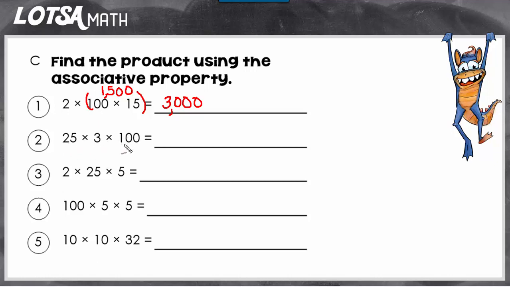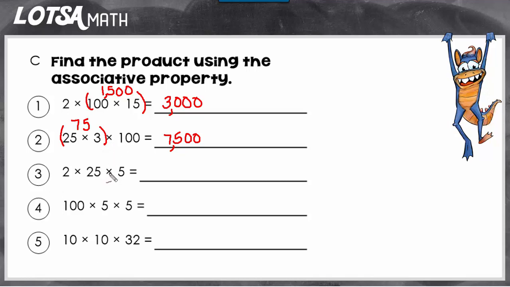So let's look at number 2. 25 times 3 times 100. That seems a little difficult at first until you think about that you already know 25 times 3. Think about quarters. If you have 3 quarters, you have 75 cents. So 25 times 3 is 75. And now if you take the 75 and you multiply that by 100, it's really easy. I Spy 75 times 1 with 2 zeros. So using the associative property, you were able to make easier problems to solve.